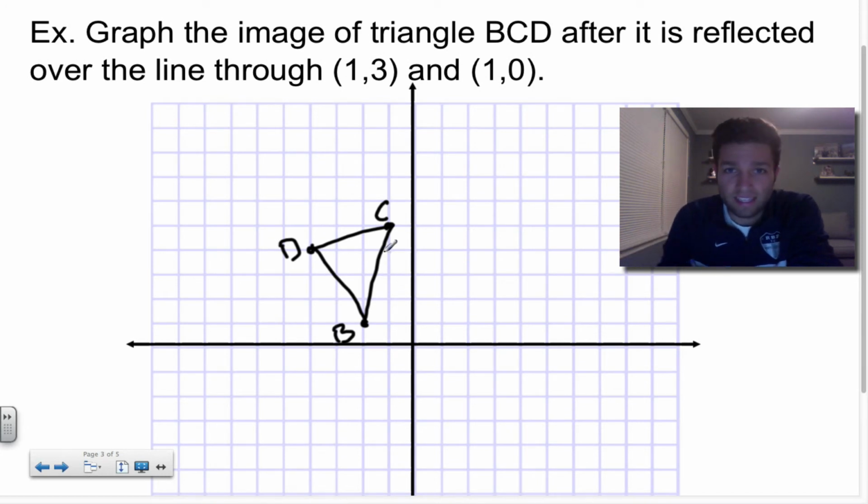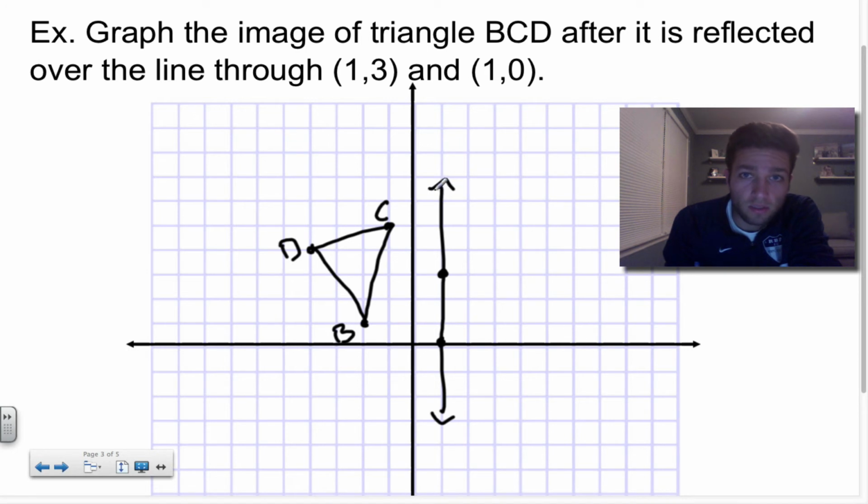Instead of having us reflect this triangle over the y-axis or the x-axis, which I know that you could do, we're going to reflect it through a different line that we need to actually draw and create. So it says reflected through the line that goes through 1, 3, and 1, 0. If I made a line that passes through those points, it's basically a line that's parallel to the y-axis. It's just one space over.